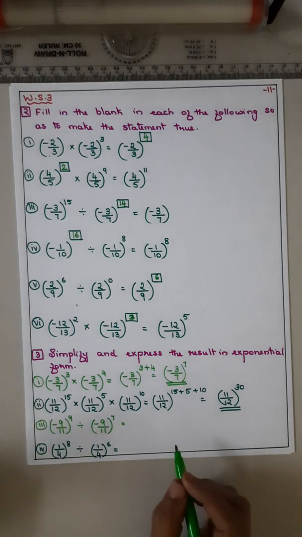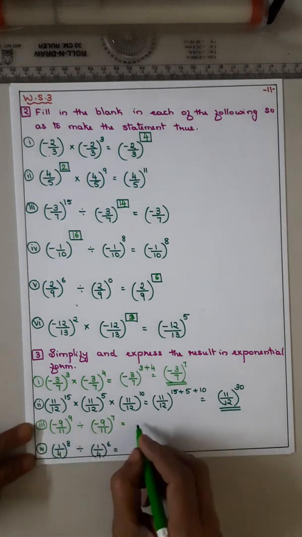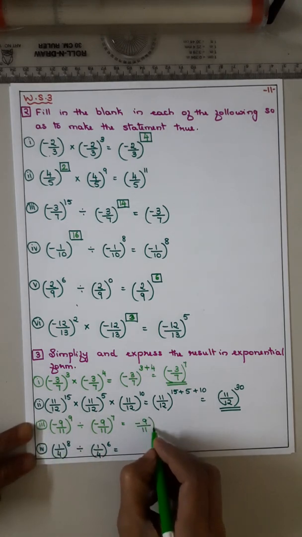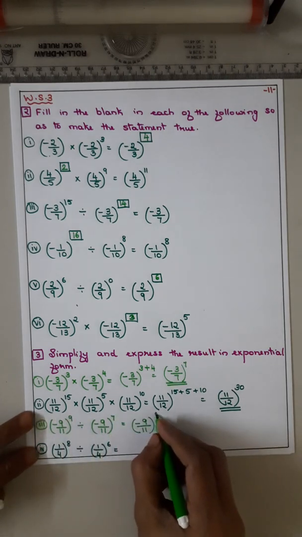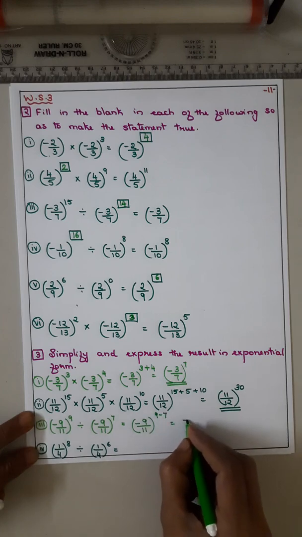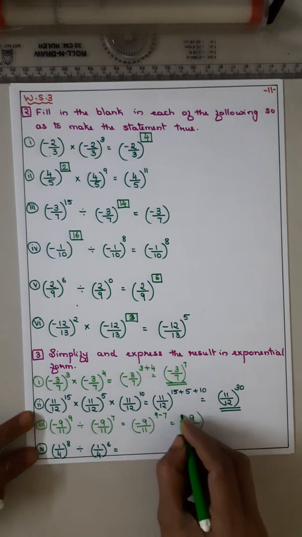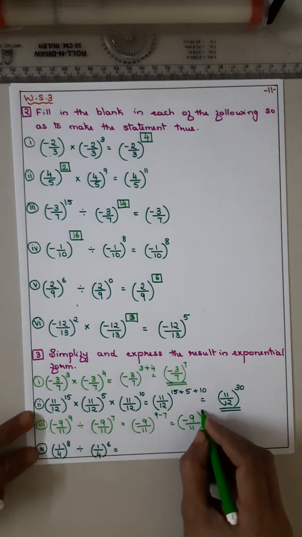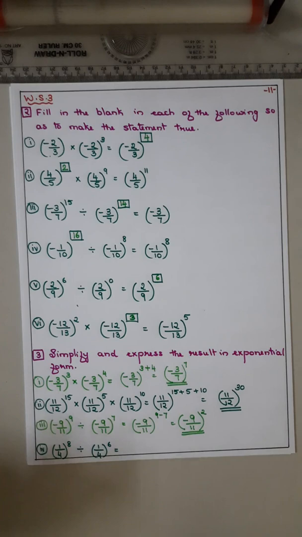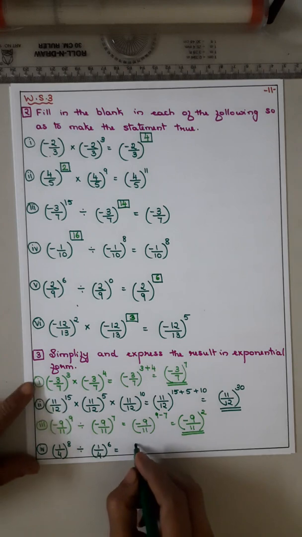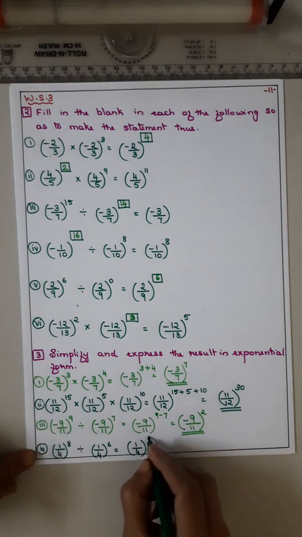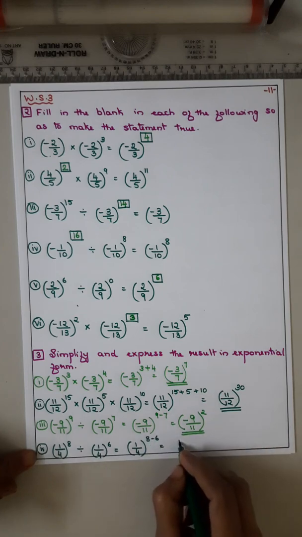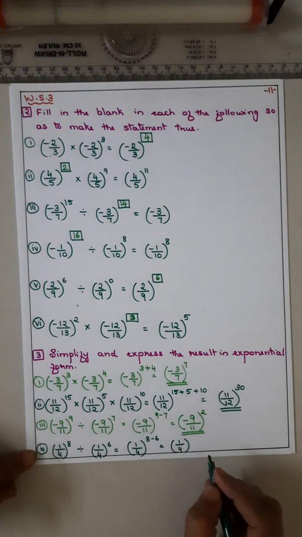Now coming to the third subdivision, (-9/11) the base. Now it is a division, so subtract the powers. 9 minus 7. So it will be (-9/11) the whole raised to how much? 9 minus 7 is 2. Now the fourth subdivision, 1/4 is the base and in between it is a division. So subtract the powers. 8 minus 6 is equal to (1/4) the whole raised to 2.